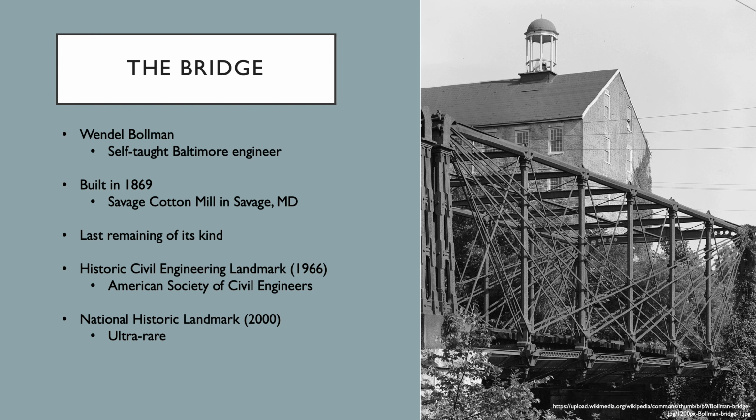The bridge we are investigating today was designed by Wendell Bollman in 1852. Bollman was a self-taught Baltimore engineer and a Maryland native. Built in 1869, the bridge served to support the railroad traffic in and out of the Savage Cotton Mill in Savage, Maryland. When the mill shuttered its doors in 1947, the bridge fell out of service. It is now open to public use and those walking on the Savage Mill Trail.